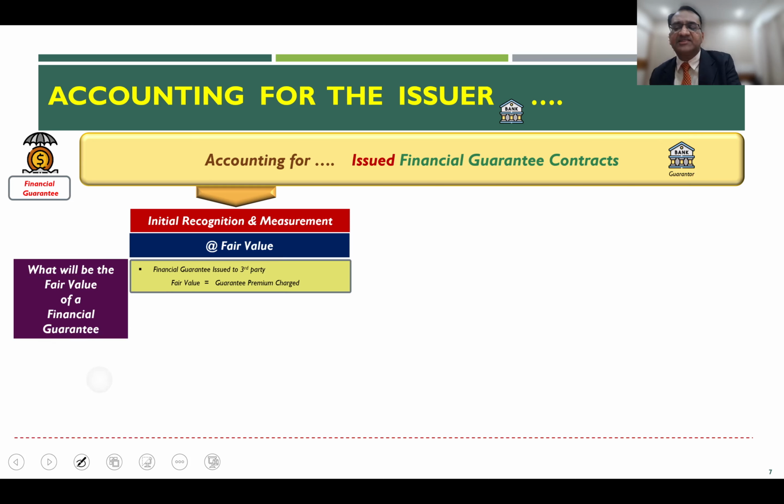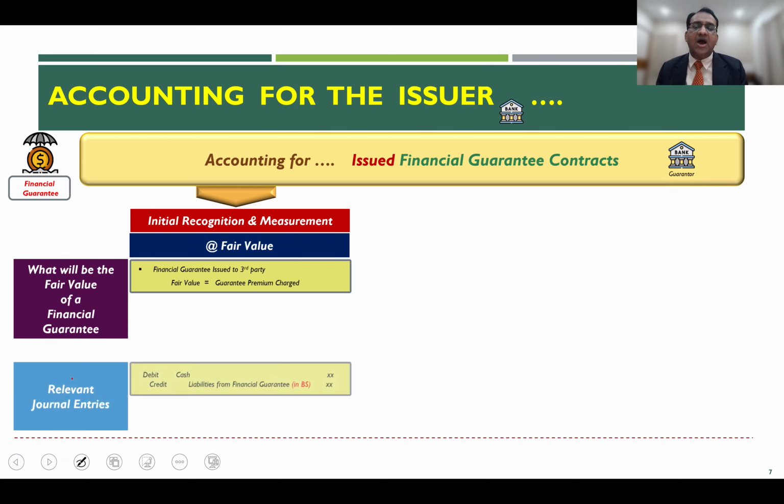So what the standard says is that, let us say if 600 rupees has been charged, it can be 600 crores also. If 600 rupees, for example, has been charged by the guarantor for issuing the guarantee, then the fair value of the guarantee is likely to be 600. Assume that 600 is the fair value. The transaction is at arm's length with the third party, Mr. A. Therefore, the initial recording of the issued financial guarantee contract will be at 600 rupees. That's the sum and substance of this particular requirement.